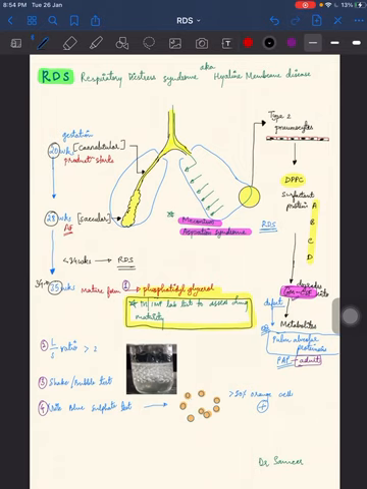To see what surfactant contains, we'll look at the right side. Here we have a type 2 pneumocyte, which is a cuboidal cell. The major parts of surfactant are dipalmitoyl phosphatidylcholine and surfactant proteins A, B, C, D. The mature form of surfactant appears after 34 to 35 weeks of intrauterine gestation, and that is one of the implications.